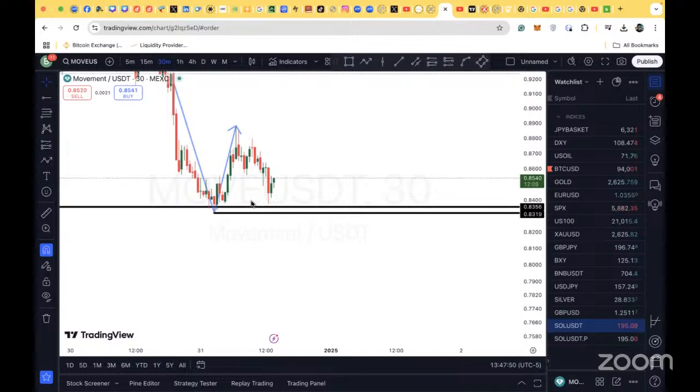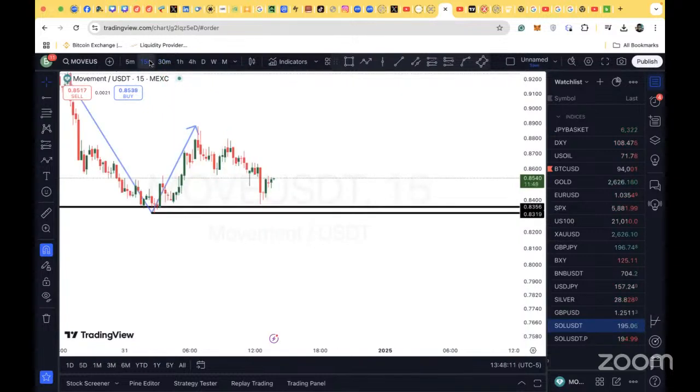What is our sign? There are 2 signs. Number 1 sign is bullish engulfing. Number 2 sign is morning star candle. So you need to see that on M30, or you also need to see it on M15. If you see it on either M30 or M15, you are good to go. You want to see a morning star candle, or you want to see a bullish engulfing.